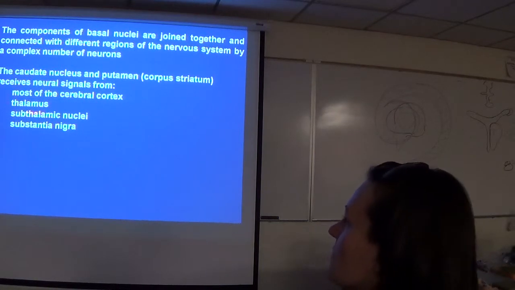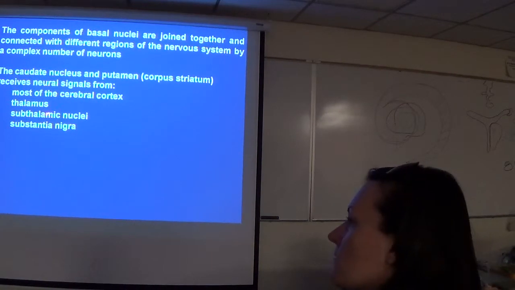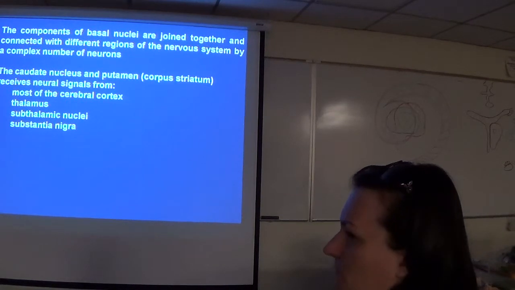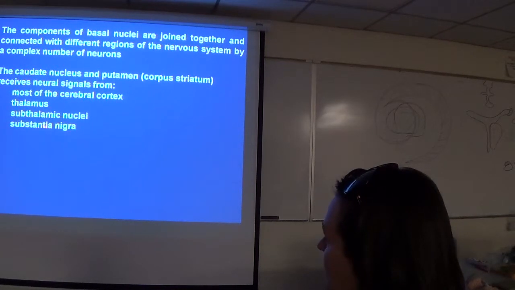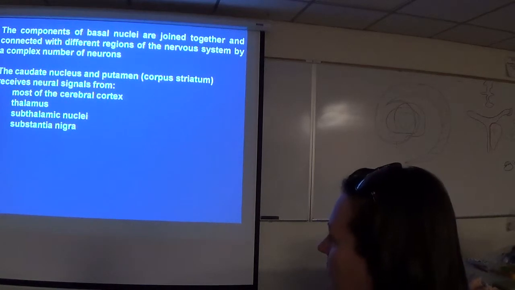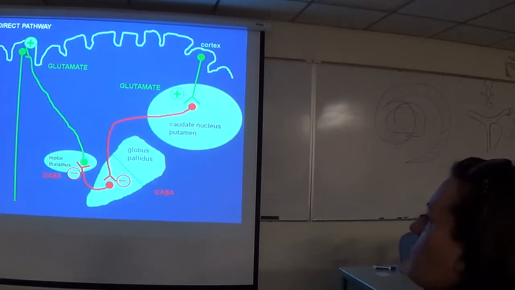It's going to get information from the thalamus, from the subthalamic nuclei, that just means a group of cells below the thalamus, and the substantia nigra. Now these three structures here, we haven't even talked about yet. All right, we referred to them, but we haven't gotten to them yet. We'll do most of them today.